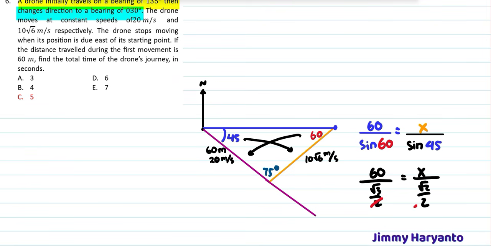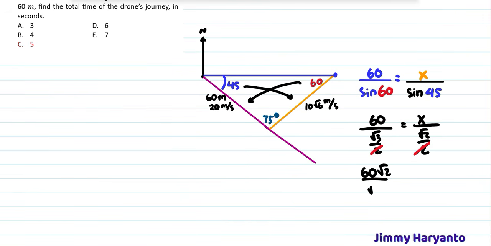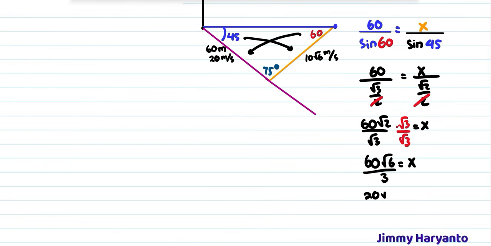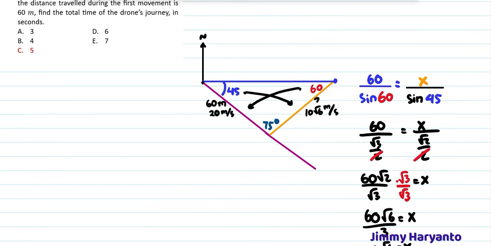You cross out the 2 and then cross multiply. You have 60 square root of 2 over square root of 3 equals x. And then you multiply it by square root of 3 over square root of 3. It means 60 square root of 6 over 3 equals x. You divide it. You'll have 20 square root of 6. So x is 20 square root of 6 meters.